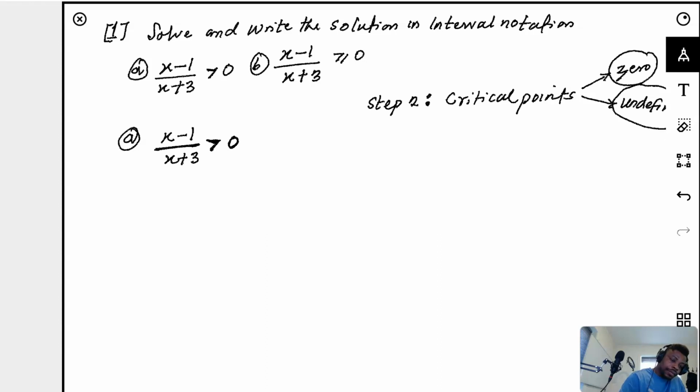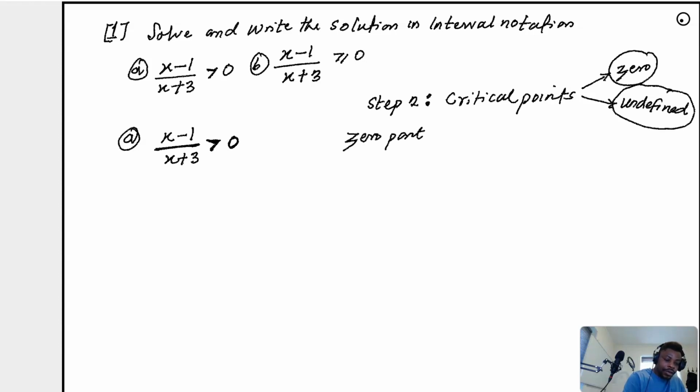So here, step 2 is that we want to get the critical points, and critical points are gotten in terms of 0 and undefined. For the 0 part, that simply means the numerator will be equal to 0, right? That is what I just explained. So what's my numerator here? X minus 1. So x minus 1 is equal to 0, which means x is equal to 1. That is one critical point.